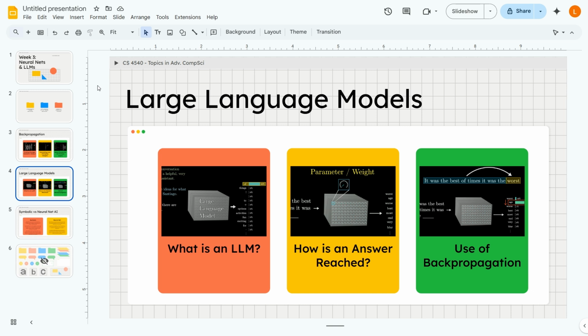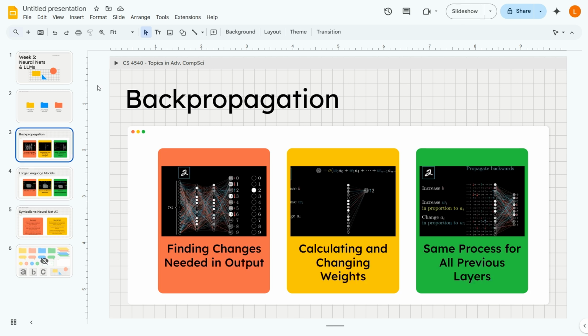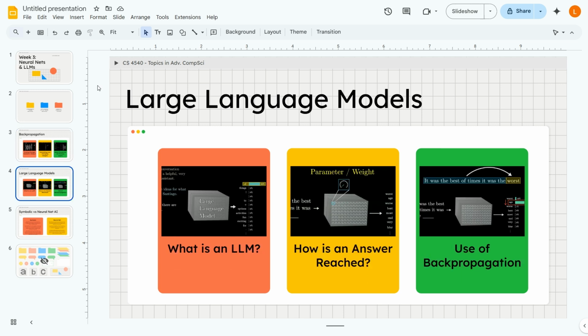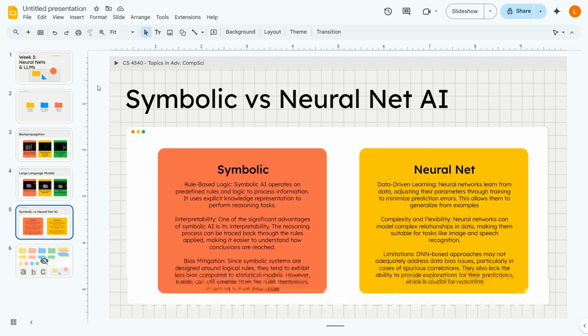And so it's interesting to see just the correlation between these two videos in explaining how the parameters of a large language model, or just any neural network in general, works. And then finally, we'll wrap up with a discussion on symbolic versus neural net AI, right?